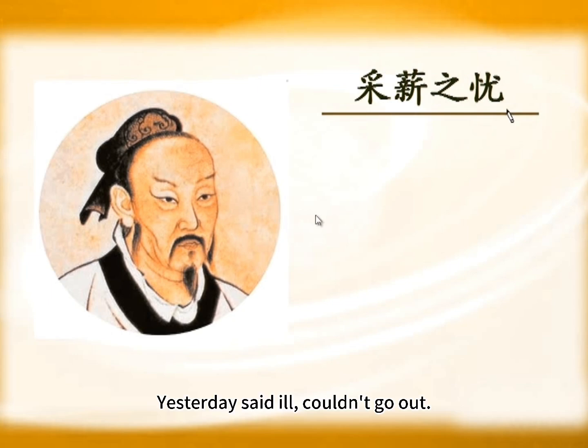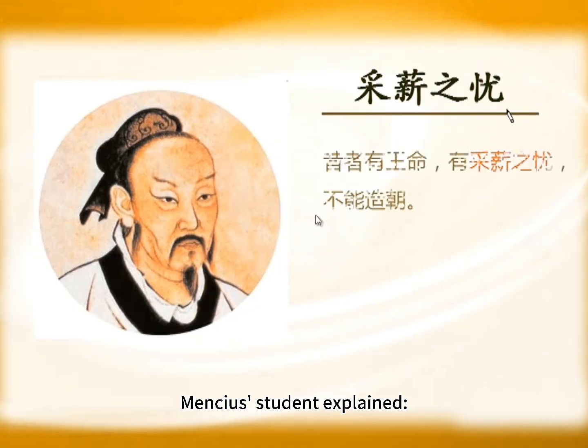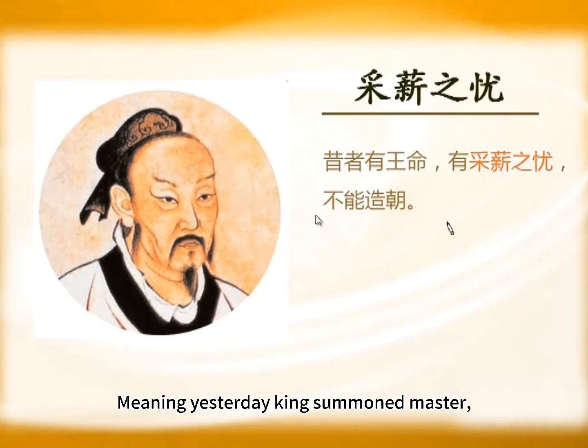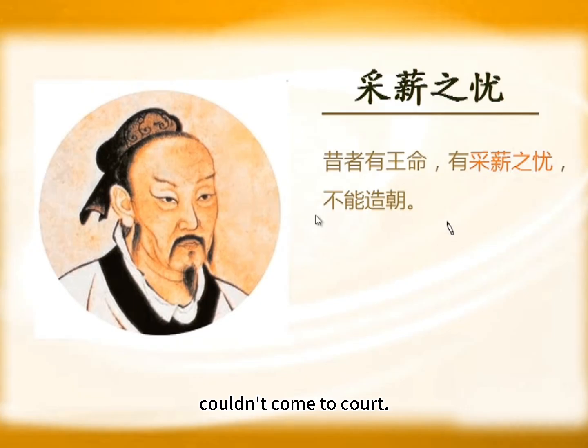Yesterday he said he was ill and couldn't go out, so why go out today? He must explain to the king. Mencius's student explained: yesterday there was the king's order, but he had 采薪之忧 and couldn't come to court. Meaning, yesterday the king summoned the master, but he was ill and couldn't come to court. The original text says 采薪.